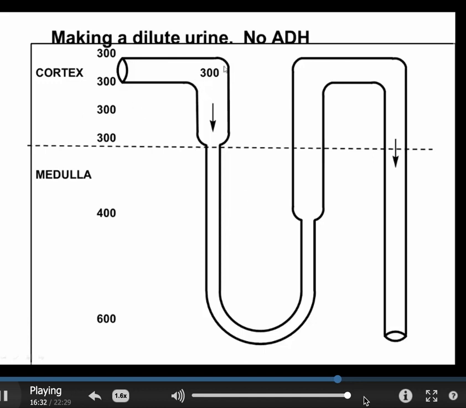Again, the tubular fluid is about 300 milliosmoles per kilogram of water as it enters the descending limb of the loop of Henle. Water will leave down the osmotic concentration gradient because the descending limb is always permeable to water. That means that the tubular fluid will get more concentrated, but it can only rise to the concentration in the adjacent interstitium. So in this example, it will increase to 600 milliosmoles per kilogram of water. We've now got a high concentration sodium solution being delivered into the ascending limb.